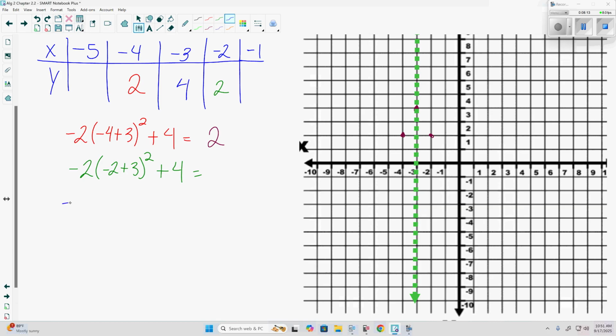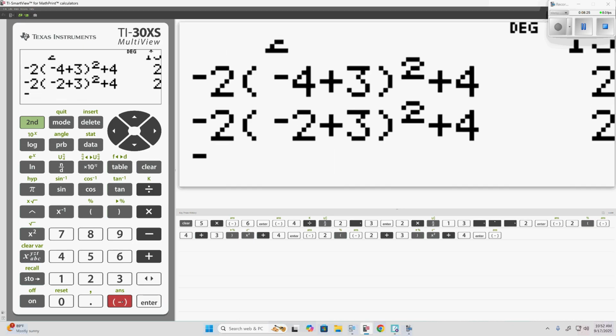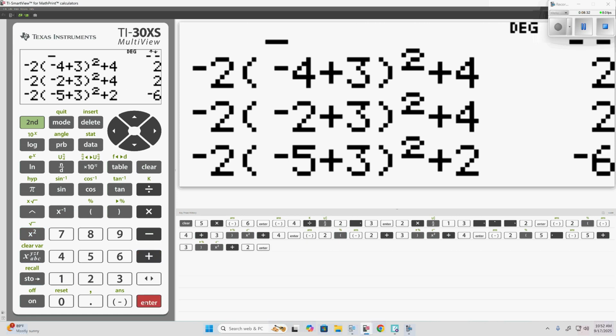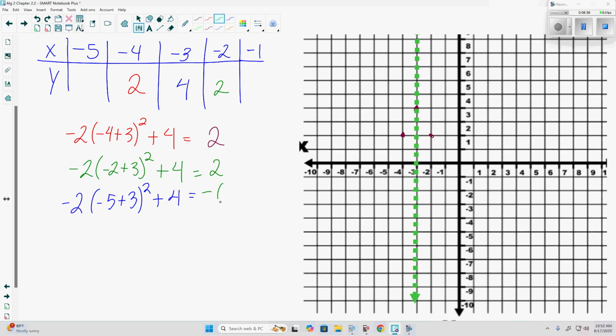We can do this with -5. We can say -2 times (-5 plus 3) squared plus 4. And we can simplify this to see what we get. It is -6. So our point is -5, -6.